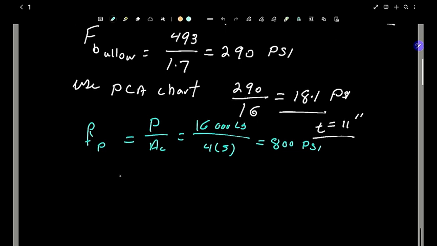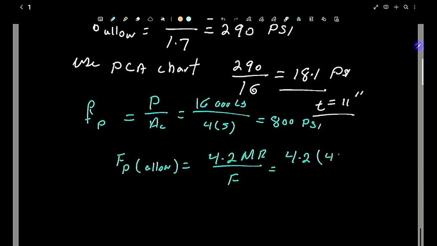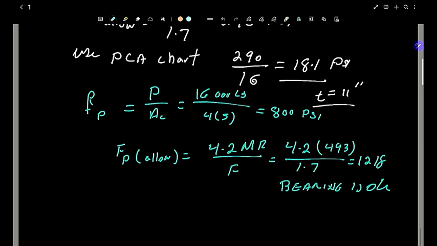And the allowable is given by the equation F_P allowable for bearing is 4.2 times MR divided by the factor of safety. So it's 4.2 times our MR, which was 493, and we used 1.7. That's 1218. So bearing is okay. Let's check punching shear.